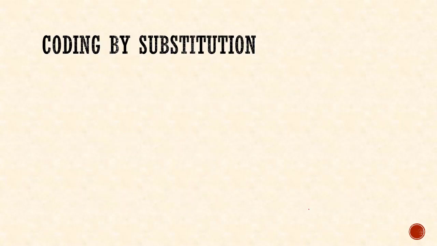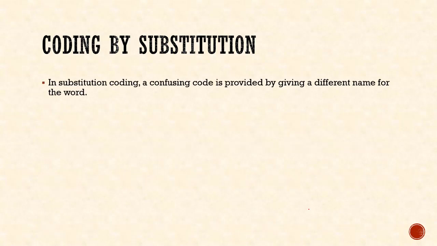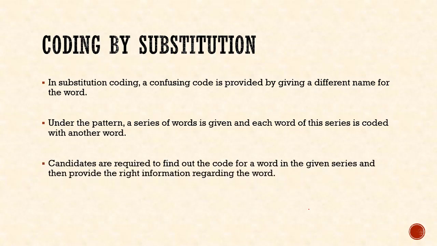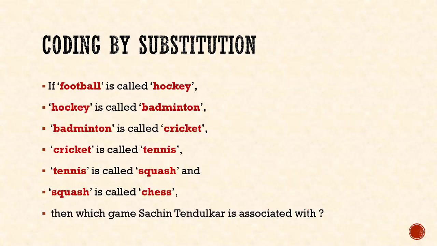coding by substitution. Let us understand what we mean by coding by substitution. In substitution coding, a confusing word is provided by giving a different name for the word. And following the same pattern, a series of words is given. Then each word of the series is coded with some other word, which may or may not be true. Candidates are required to find out the code for a word in the given series and then provide the right information regarding the word.